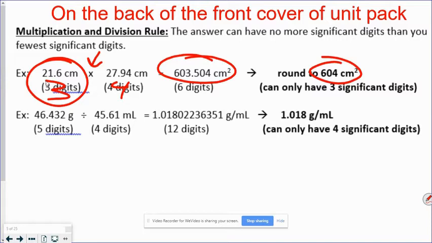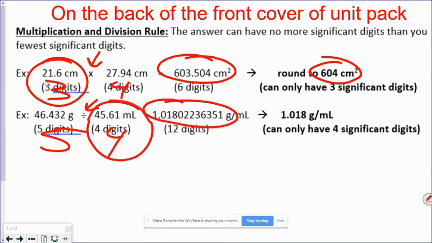Division is the same rule. Here we have 5 digits. Here we have 4 digits. We're doing division. Our answer can only have the number of significant digits in it that are in the piece of data with the fewest significant digits. So we get this big long calculator answer. The fewest number of significant digits we have is 4. So our answer has to have 4 significant digits.